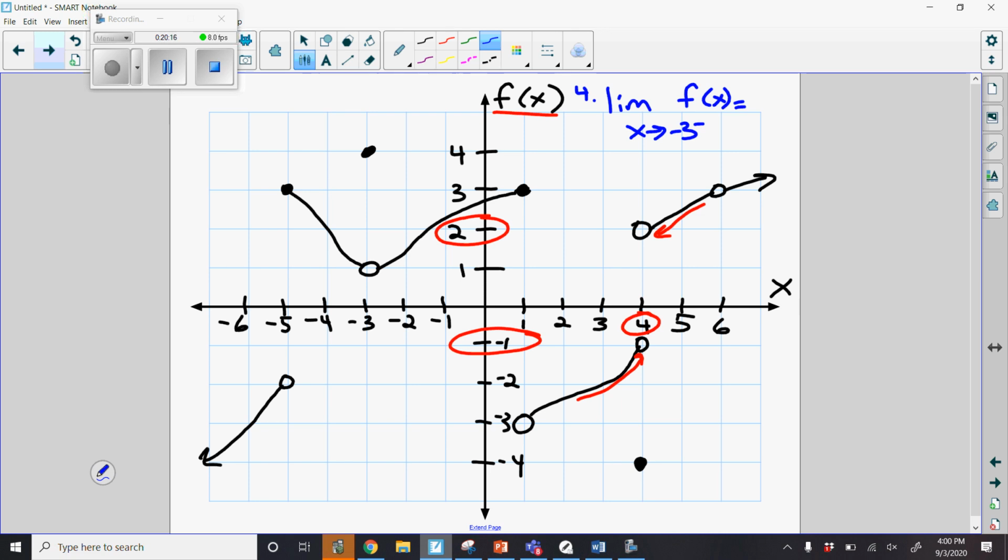So now I'm focusing on x values of -3, so I got to shift my attention to the other side of the graph. And I'm approaching -3 from the left, right? So from the left, when I approach -3, I'm approaching a y value of 1. Therefore, the answer to the question is 1. Okay, let's think about question 5.